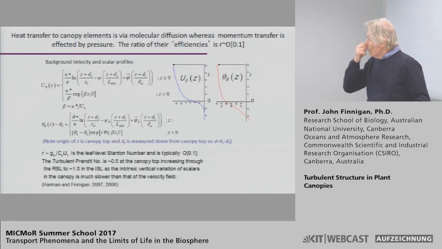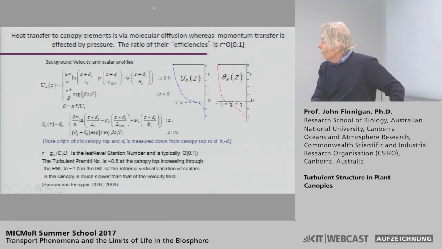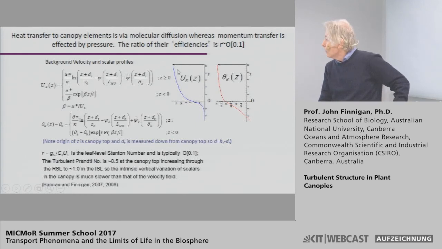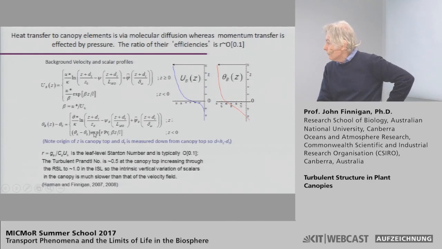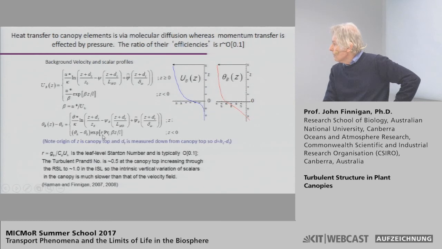I won't go through this in any detail, except to say that we had this theory for what the exponential profile in the canopy would look like for wind speed. So here it is, and the boundary layer profile above. If we do a similar analysis, it's a little bit more complicated for temperature in the canopy. We still have to have a canopy model, again, for temperature canopy exchange. We get, again, an exponential profile, but now we have the Stanton number times the turbulent Prandtl number.